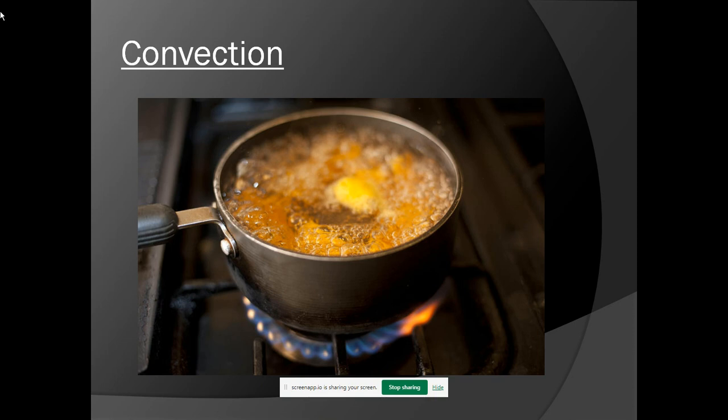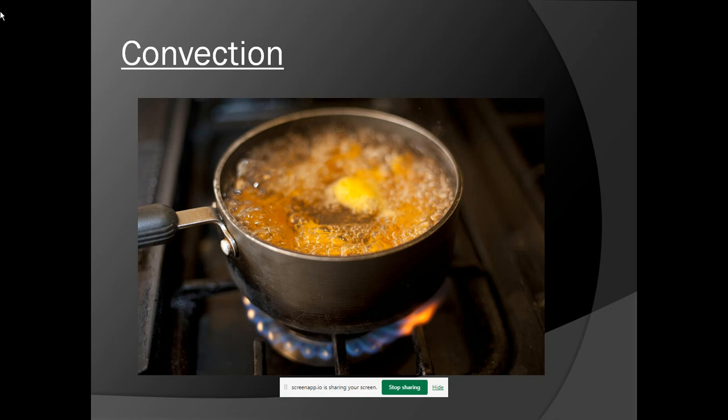Molecules don't move in conduction, they just vibrate. But in convection, in liquids and gases, the molecules are further away from each other so they can move. They are able to move easily. As the molecules are heated, they take the heat with them when they move and transfer it to other molecules.